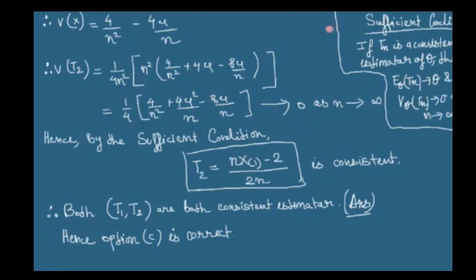Now, the sufficient condition tells us that if Tn is a consistent estimator of θ, then the expectation of Tn tends to θ and the variance of Tn tends to 0 as n tends to infinity. But this condition is not necessary, meaning the converse is not true. So we get that both T1 and T2 are consistent estimators for μ. Hence, option C is correct in this case.